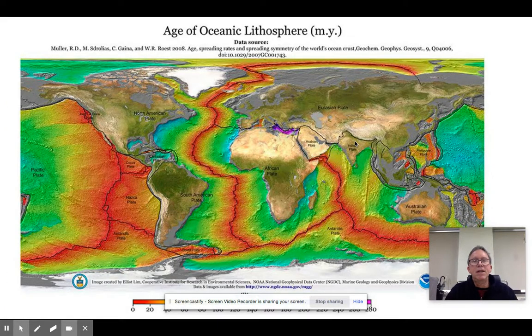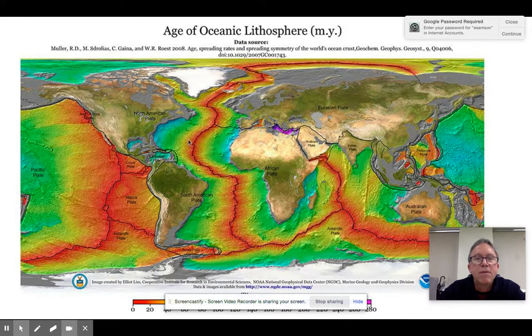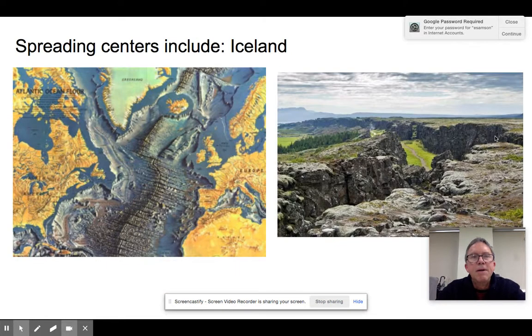Now here is a map I showed you the other day, but it's showing you all of the spreading centers of the world, essentially. So we have at least all the mid-ocean ridges. We can see that there's quite a few of them in the world. Here's the famous one moving up the Atlantic Ocean, but they're basically all over the place. And they come in a couple of varieties.